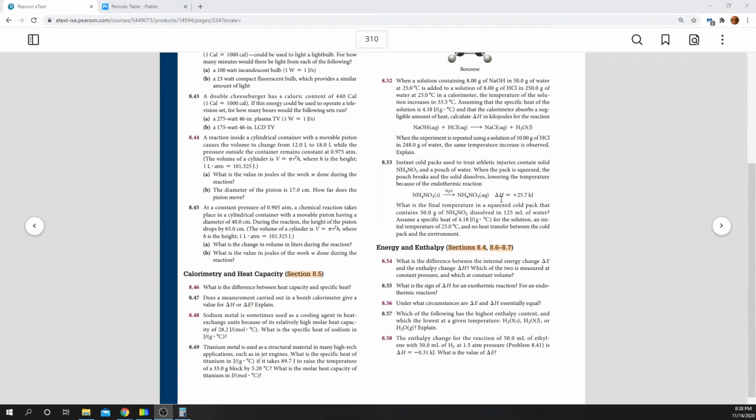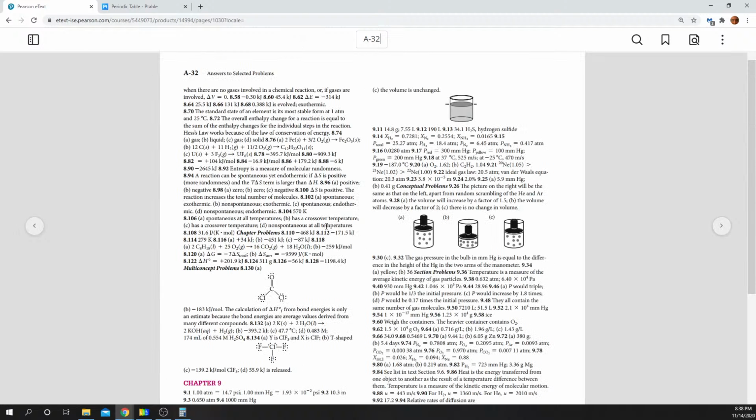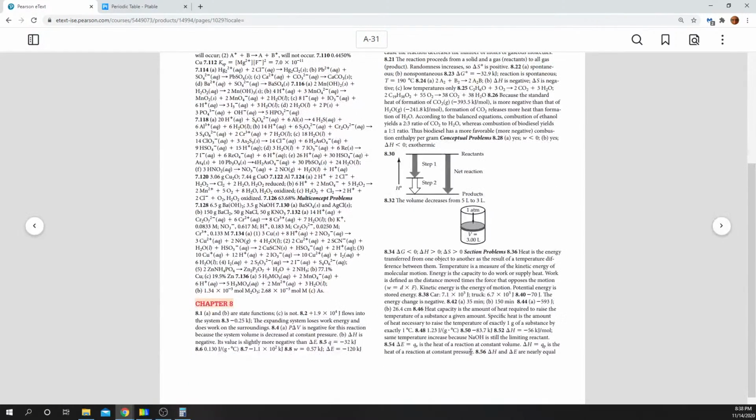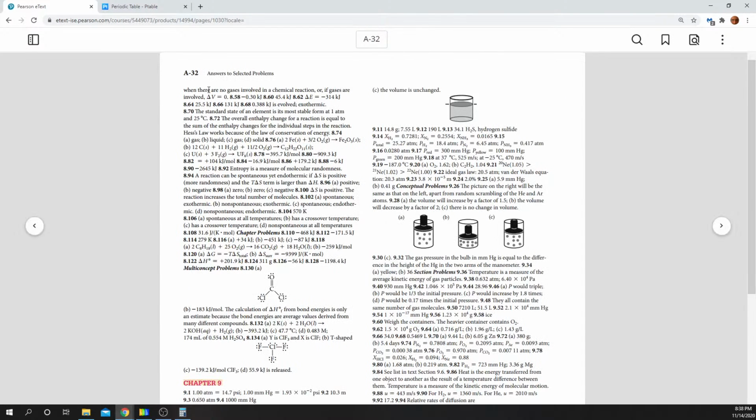56. Under what circumstances are delta E and delta H essentially equal? Low pressure, or a small change in volume. And 1 atmosphere is pretty low pressure. But I want to double check that. Not quite. They are nearly equal when there are no gases involved in the chemical reaction, or if gases are involved, the delta V is equal to 0. So essentially, they're equal when there's no work.